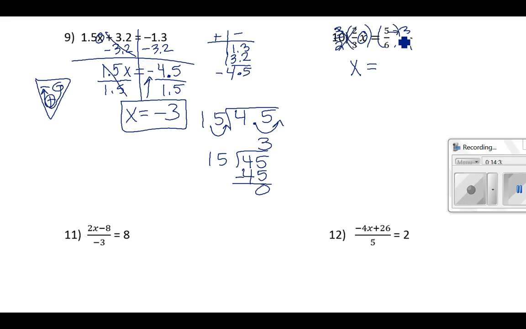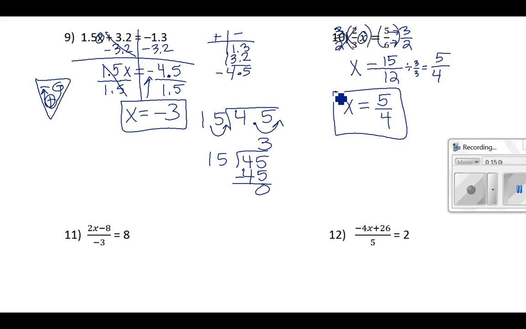And we multiply the numerators and the denominators. 5 times 3 is 15. 6 times 2 is 12. But I can simplify. I know that 3 goes into both of those. So I'm going to simplify the top and the bottom by 3. And that gives me 15 divided by 3 is 5. 12 divided by 3 is 4. So my final answer is x equals 5 over 4, and I can leave it like that. I do not have to change it to 1 1/4, although that would still be mathematically correct.